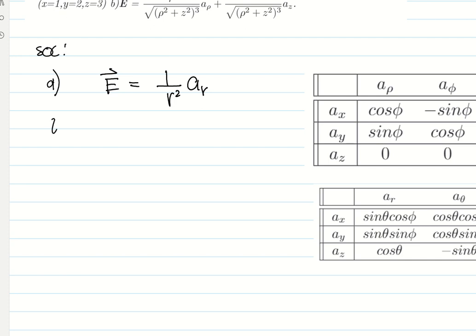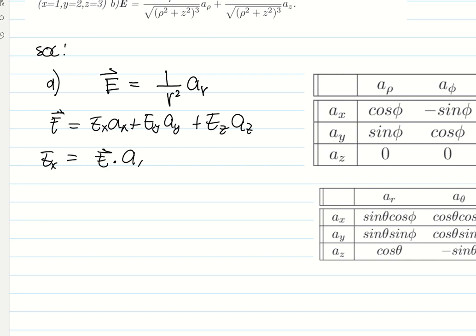So what are the components of this vector in rectangular coordinates? We have the x component in the x direction, the y component in the y direction, and the z component in the z direction. So we need to solve for Ex, Ey, and Ez. For Ex, we just do the dot product, because this is just the projection of this vector in the direction of ax. So we take the dot product of that vector with ax, because we're solving for the component in the x direction.